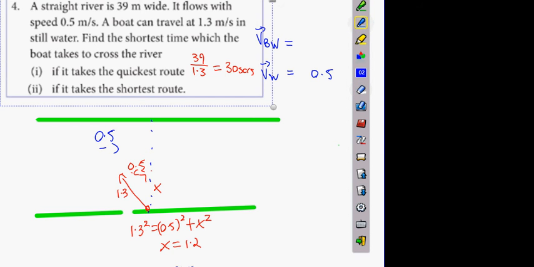It's going to be minus 0.5i plus 1.2j. The velocity of the water is still 0.5i, isn't it? Now, what's the actual velocity of the boat this time around? The actual velocity of the boat is just going to be going 1.2 upwards. Would you agree with that? It's going 1.2 upwards because the 0.5s are cancelling each other out.